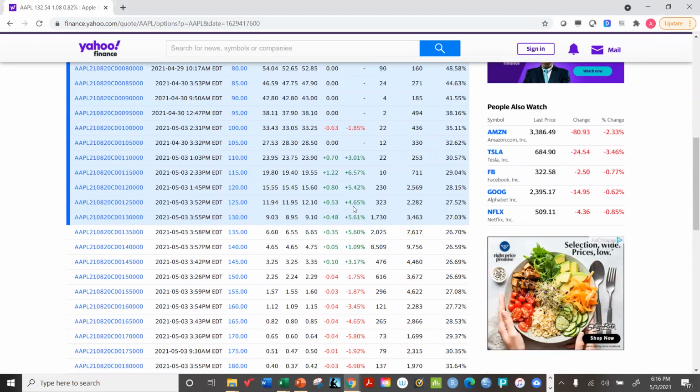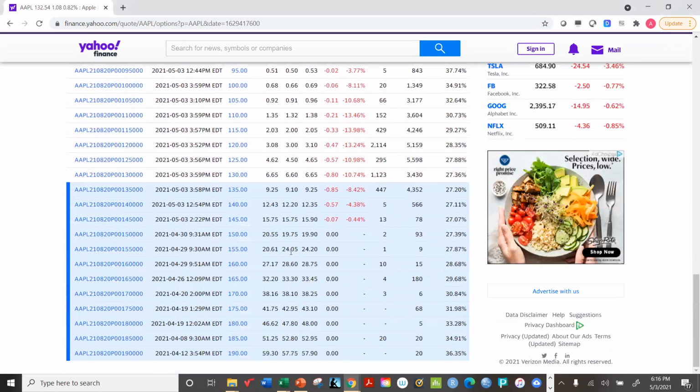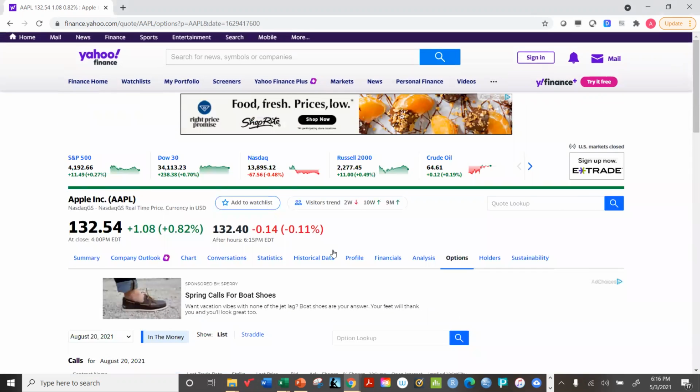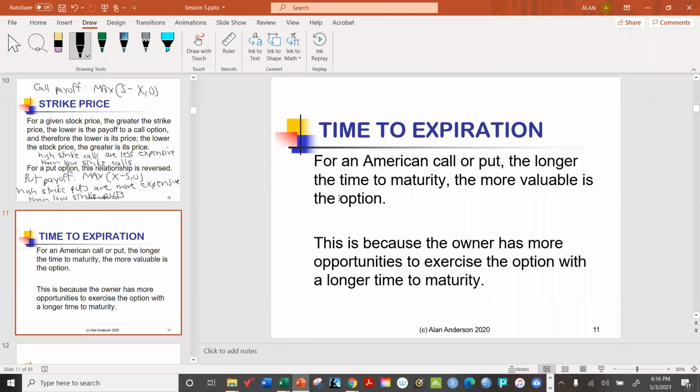You can see that as we keep looking further into the future, the calls will become more valuable and so will the puts. And again, it's just because there's more time for the price to move in the right direction. And if it's an American call, that's simple, or put, that means we have more opportunities to exercise the option. And that, of course, is a premium or something people are willing to pay for.